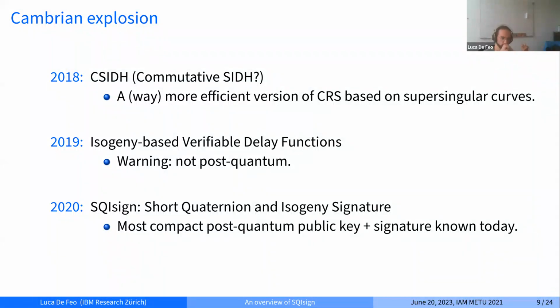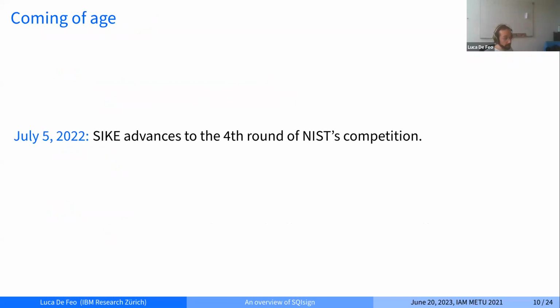Comes SQIsign, the commutative SIDH scheme, which has not much to do with SIDH, to be honest, and is more related to Couveignes-Rostovtsev-Stolbunov. And then there are ideas about verifiable delay functions, something that's quite orthogonal, not post-quantum, but still using isogenies. SQIsign, our topic of today, and this is just a short selection of topics, but really, in the past 5-6 years, the literature on isogeny-based cryptography has just exploded. There have been tons of publications on the topic. And these have all converged to the point where last summer, nearly exactly 1 year ago, SIKE was advanced to the 4th round of this competition.